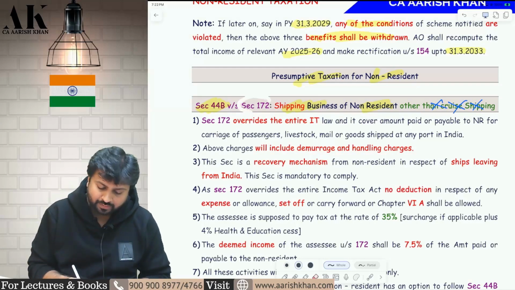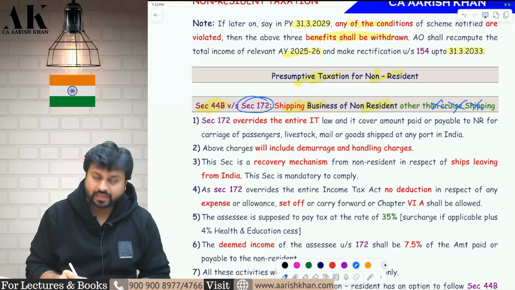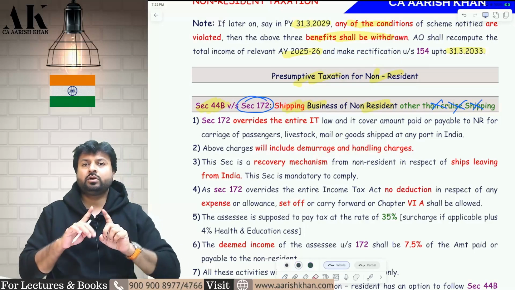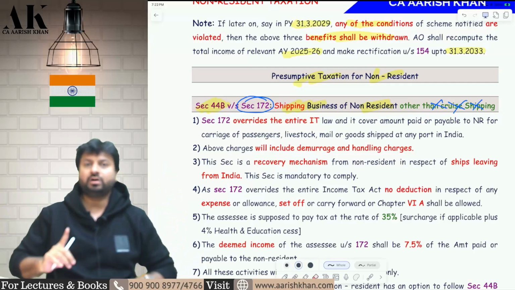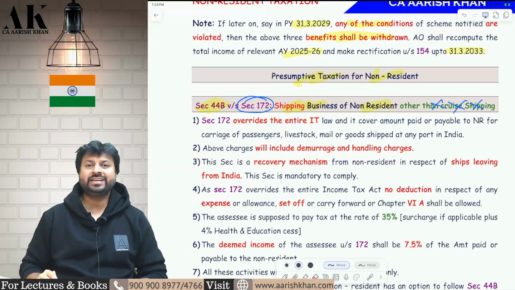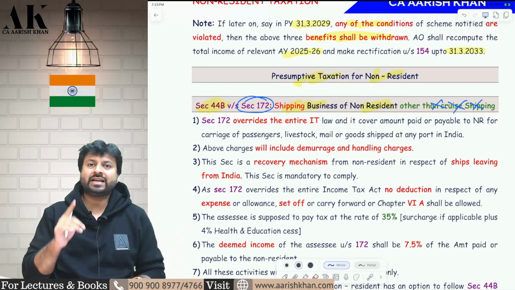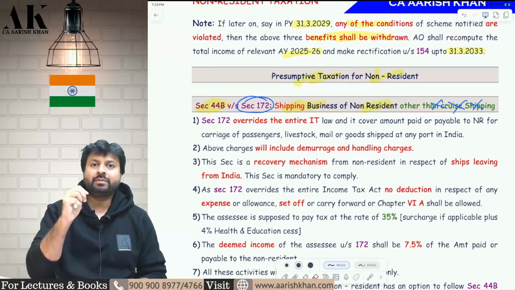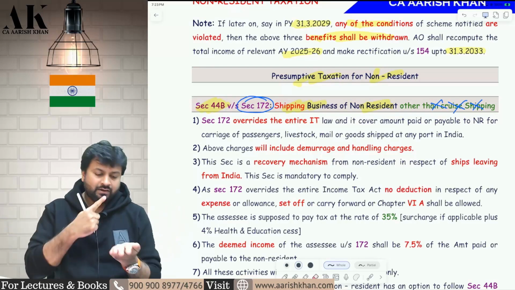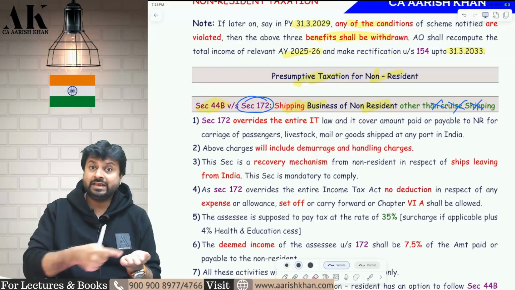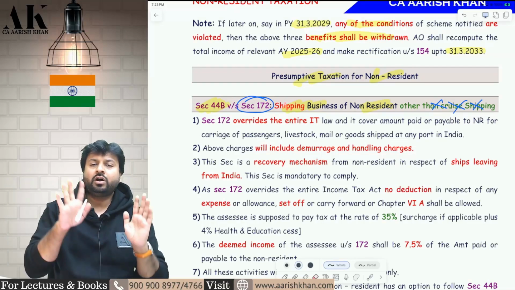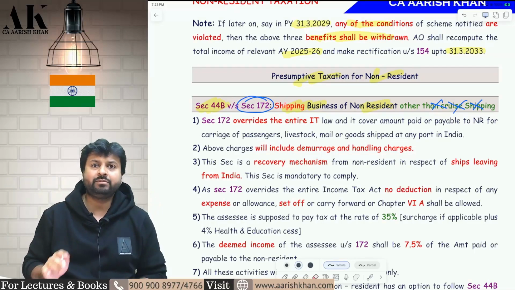For that purpose, the government has brought a section numbered 172. Section 172 is a non-obstante clause. It overrides the entire income tax law. It starts with the golden words, notwithstanding anything contained in any other provisions of the Income Tax Act. You have to follow what I am going to say. Section 172 says that when a non-resident ship is leaving India, of whatever revenue they have earned, 7.5% will be deemed to be income.